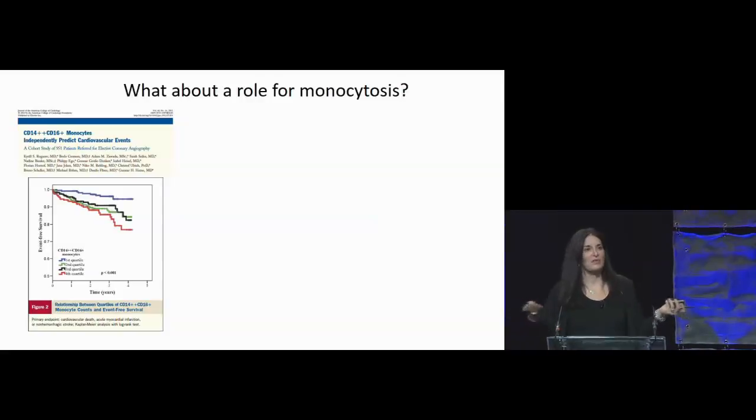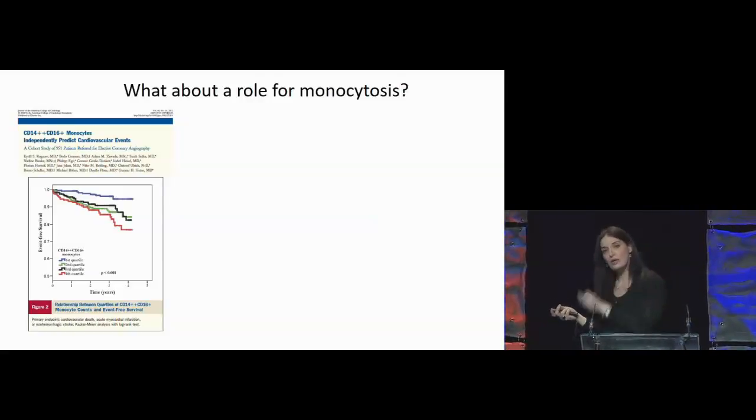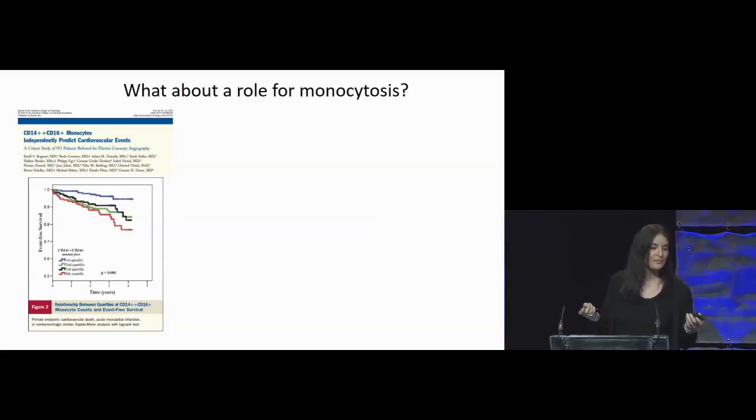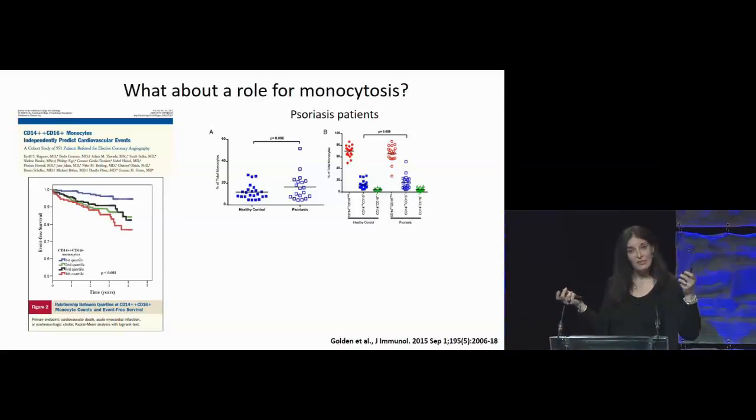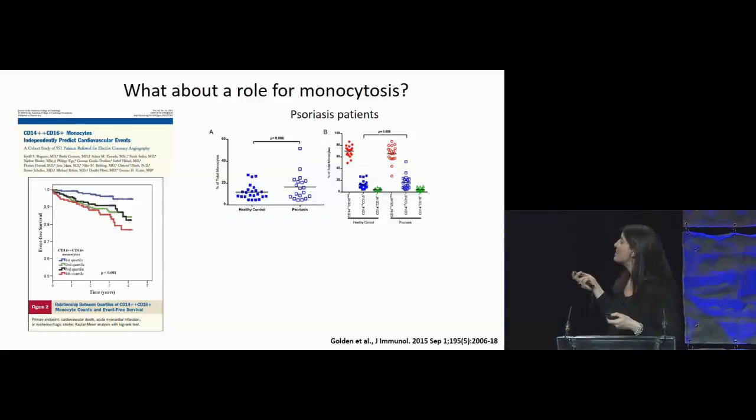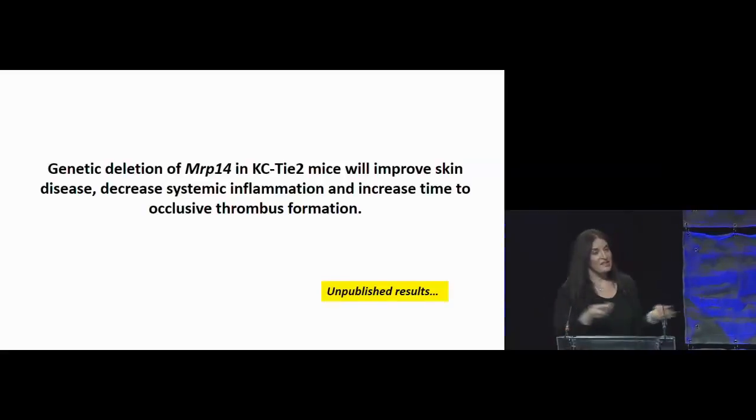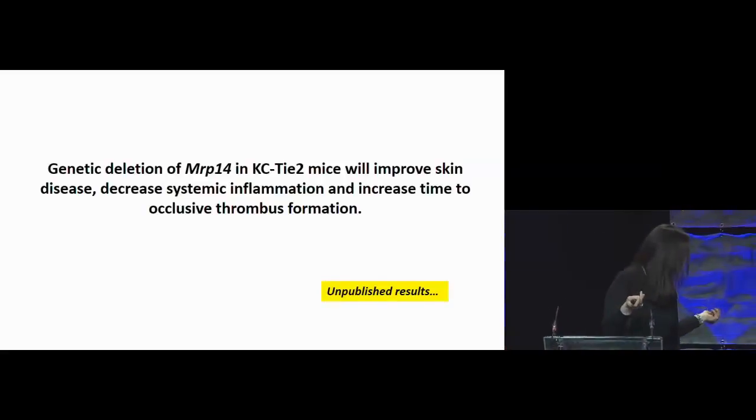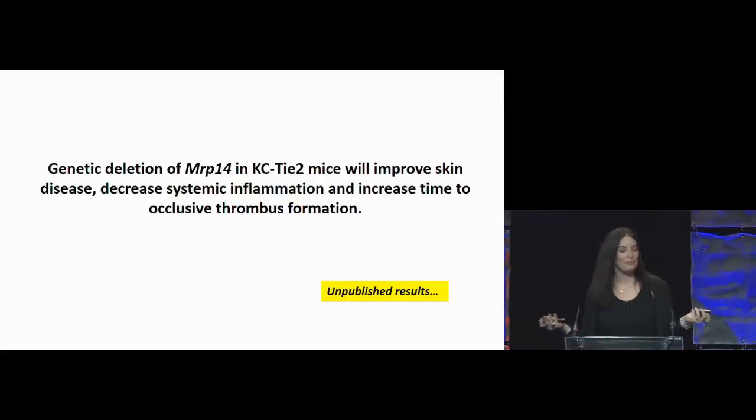But what about monocytes? You know, they're up in the mouse, but what about patients? In the cardiac patients, it's actually a better independent predictor of a stroke or a cardiac event or death than CRP. And work recently done by Jackie Golden in Kevin Cooper's lab showed that these same inflammatory monocytes are up in psoriasis patients, this intermediate population, CD14 high, CD16 mid, and it correlates with skin severity. So we hypothesized that maybe S100A8A9, MRP14 would be the miracle transcript. We knock it out, it should improve everything.